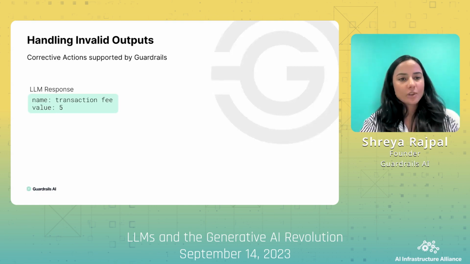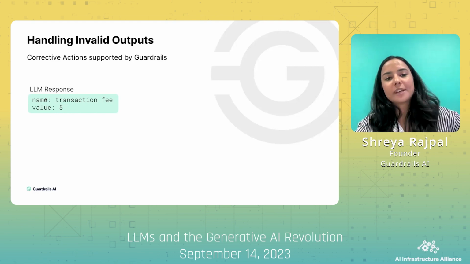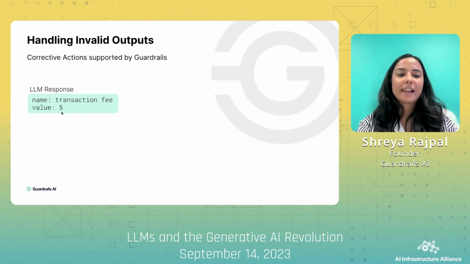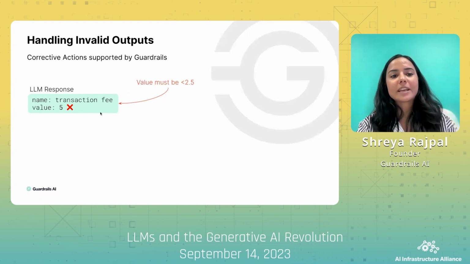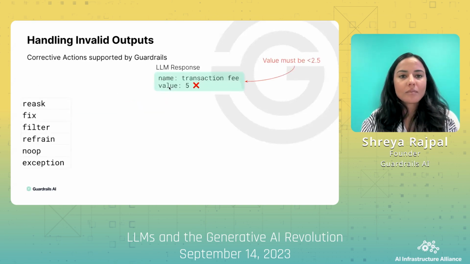So let's say the response that you end up getting back from the LLM has this tuple of name and value. Let's say the name is transaction fee and the value is 5. And we have some validation on top of this where we know from our domain expertise that the value must be less than 2.5. So Guardrails offers a bunch of ways to handle incorrect output, and we're going to be looking through some of them.